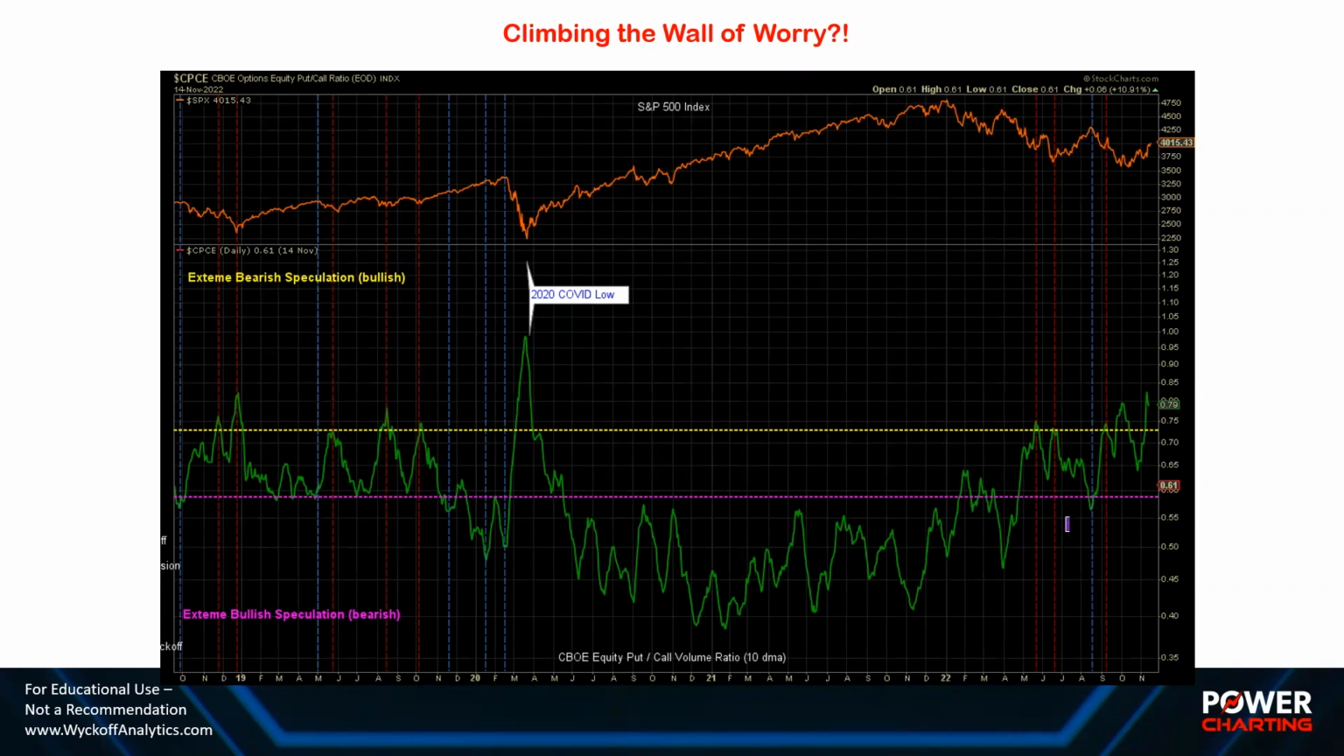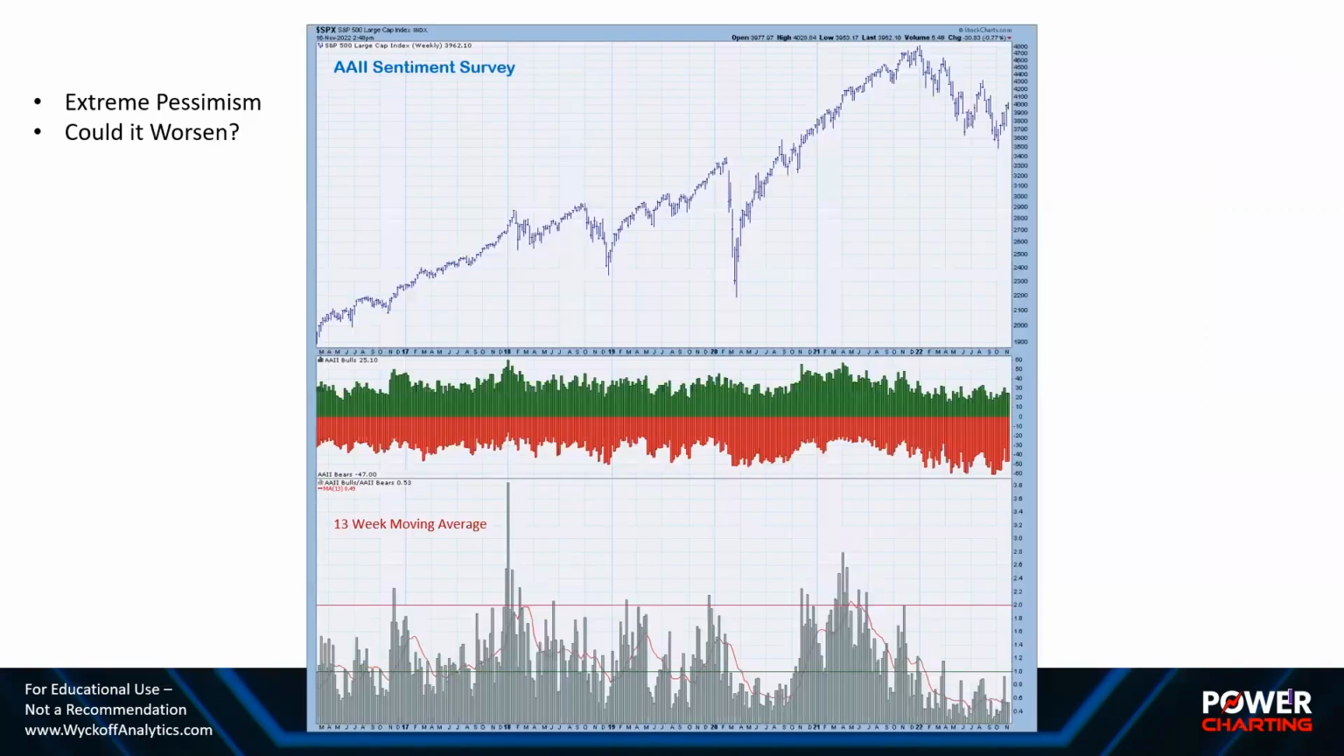And note that as the S&P has been rallying up, something quite fascinating has happened. The put activity has increased. This is very rare. You rarely see this in this ratio. More pessimism as prices are rising. That's quite incredible.